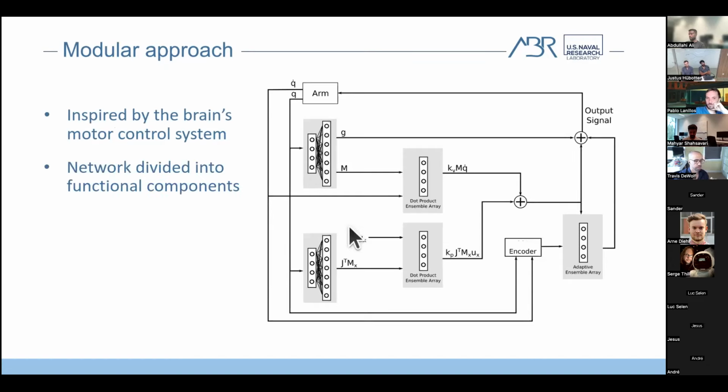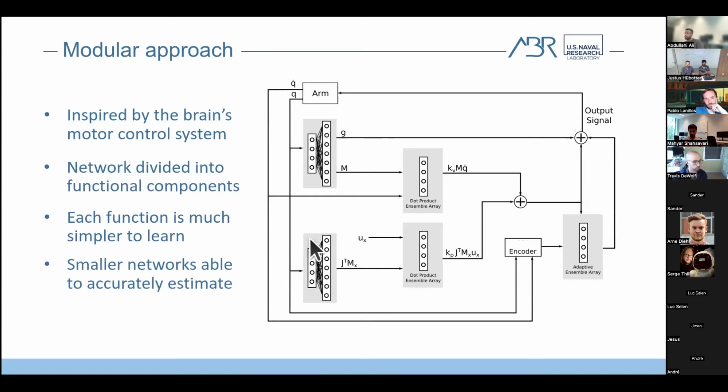The network is divided into a set of functional components. Each of these functions then is much simpler to learn. For example, this gravity term or this inertia matrix term, these are just functions of q. We don't have to send in q, q dot, and all of the possible forces that we want to apply to the hand. We just need to memorize the output for all of the q state space alone, which of course exponentially reduces the size of the problem. So it makes it much more tractable.